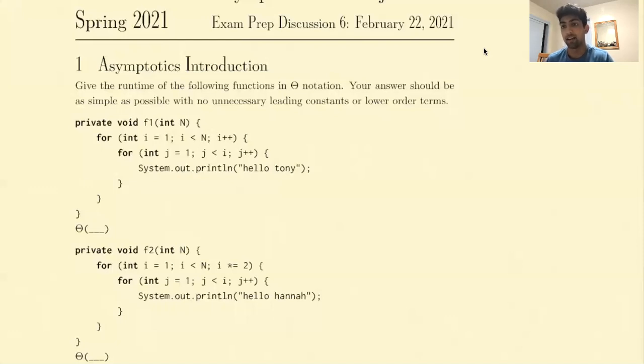Okay, so this asymptotics introduction problem faces two of the most common sums we'll see in the class. So I definitely recommend, if you guys didn't get it, spend the time, really understand what I'm going to say in this video, because these two sums will be very common in upcoming problems in asymptotics.